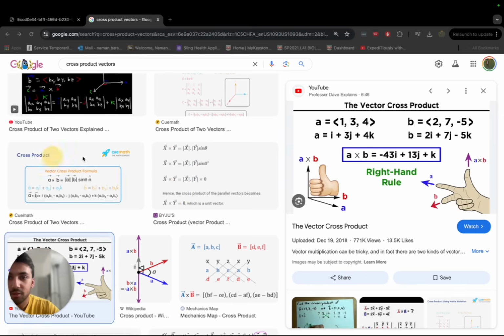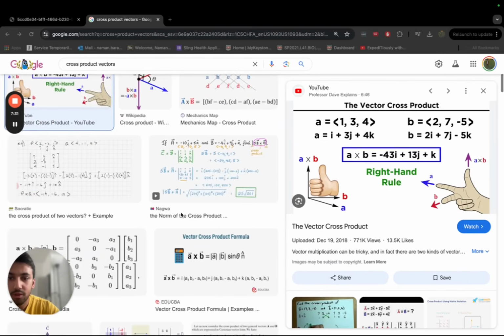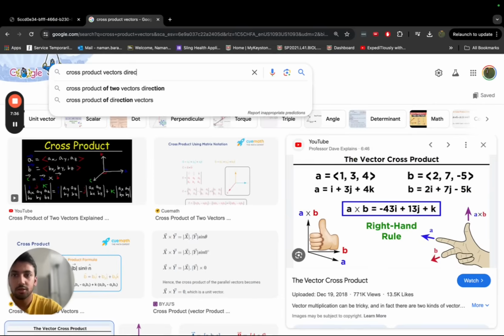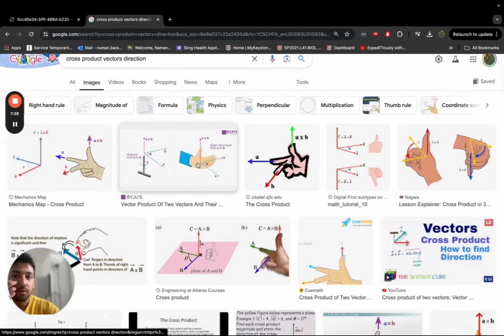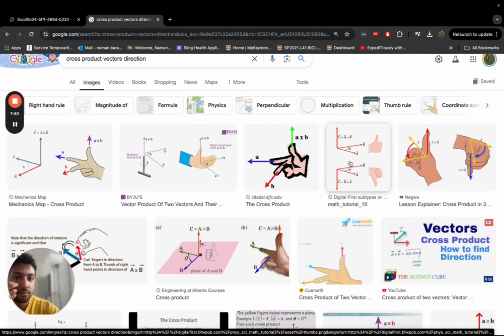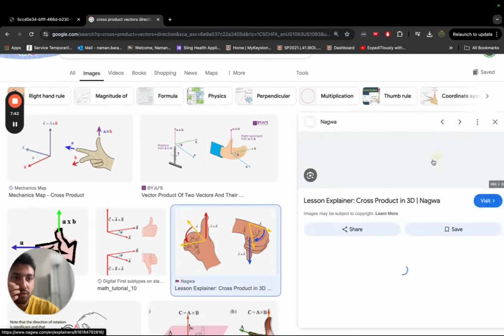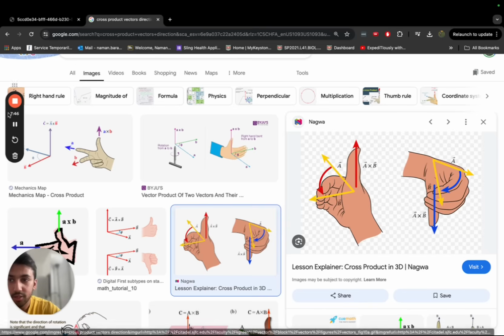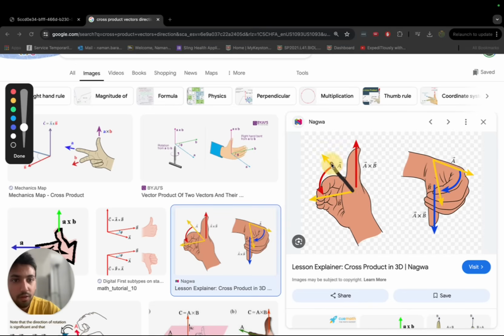Let's do another example just so that you have that down, for the cross product vector direction. This is how you do the right-hand rule. Let's say A is pointing in this direction, and B is pointing in this direction. We curl our hand just like this guy is doing, and the way that our thumb is pointing is up. So the cross product vector is going to point up.